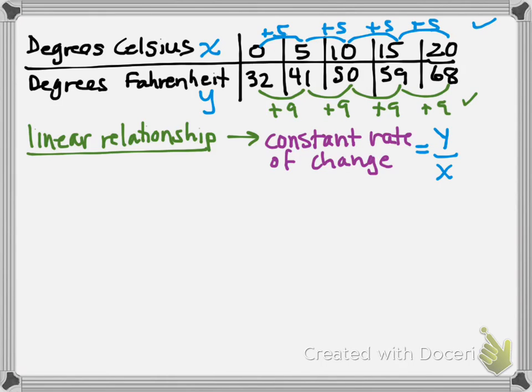So for us, what was the change in the Fahrenheit every time? 9. What was the change in the Celsius every time? 5. So that's our constant rate of change, is 9 over 5, or 9/5. So now what we want to check, is it proportional?